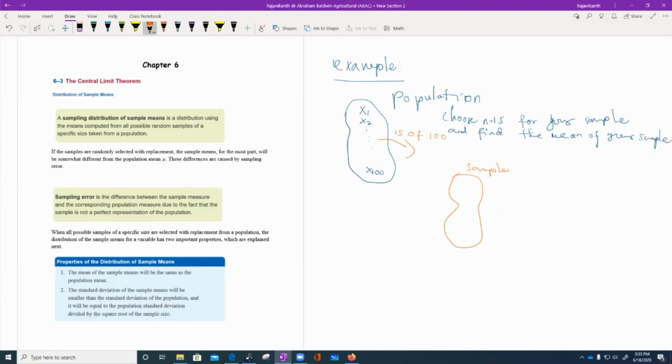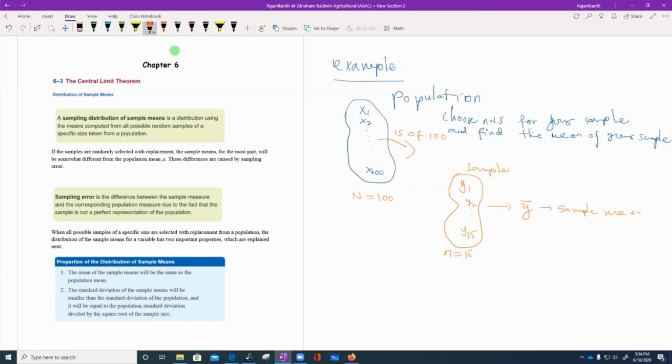So let me call those 15 data values y1, y2, up to y15. So here your sample size is 15, and the population size is 100. So now you have a sample and we know how to find the sample mean. So you will find the sample mean, say y bar. This is my sample mean for this particular sample, right?